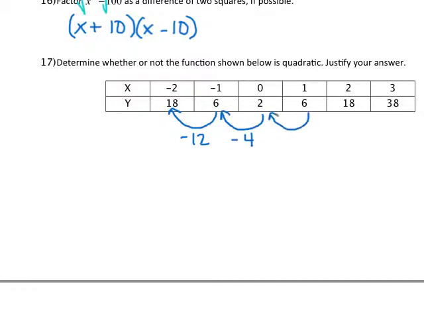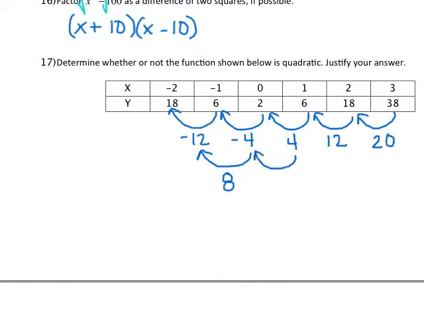6 minus 2, I get +4. 18 minus 6, and I get +12. And 38 minus 18, and I get +20. Then I would go for my second round. I would do -4 minus -12. Careful about how you type that in. -4 minus -12 should be +8.